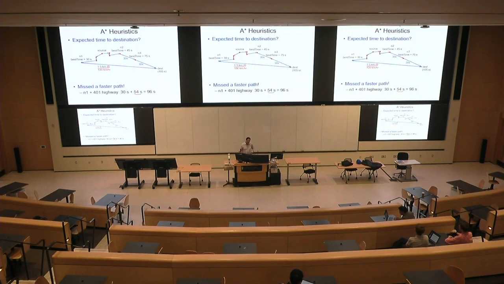So I predicted a higher number, right? I predicted I was going to be able to drive at 60 kilometers an hour, but it actually turns out from N1 I could drive at 100. So from N1, if I'd ever looked at it, I'd find there's a street segment that's part of the 401, goes right to the destination, takes 54 seconds, so I would have got there in 96 seconds. So I didn't get the shortest path.